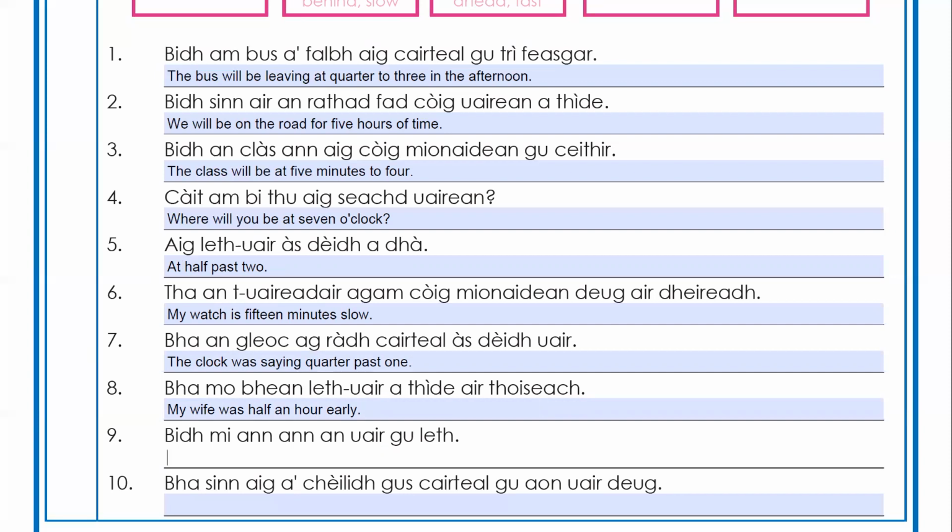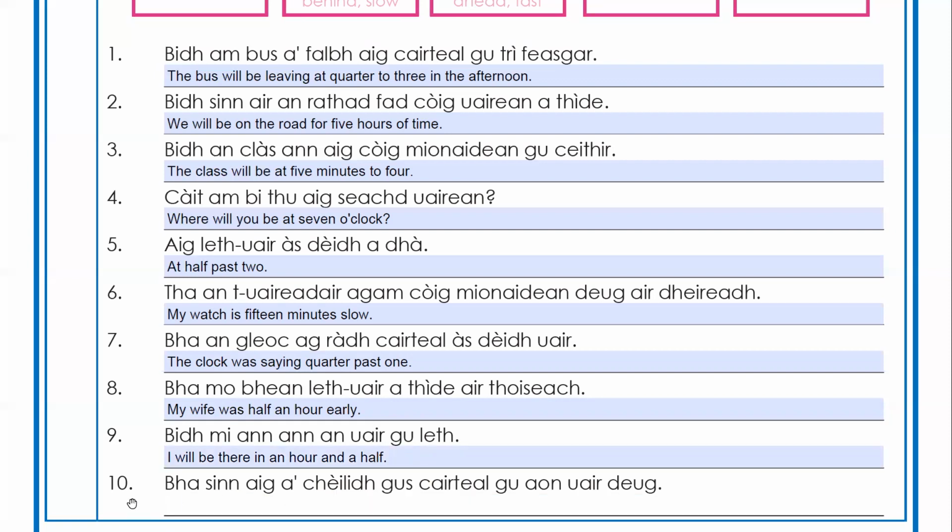Bidh mi ann an uair gu leth. This may look a bit strange because we have ann three in a row, but these are doing two different jobs. Ann an is in, whereas bidh mi ann, this is the existential ann. Bidh mi ann, I will be there. An uair gu leth, in an hour and a half. I will be there in an hour and a half.